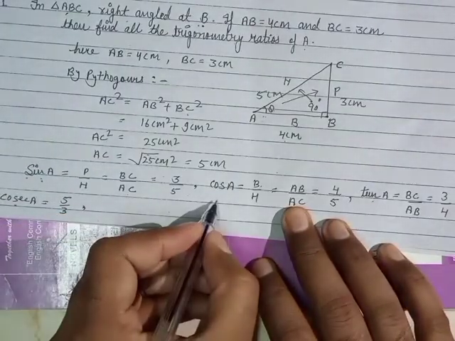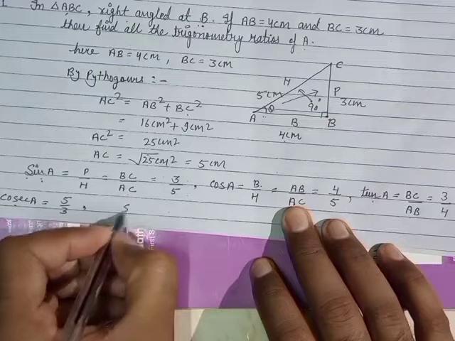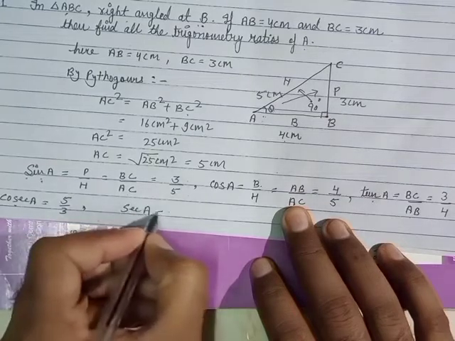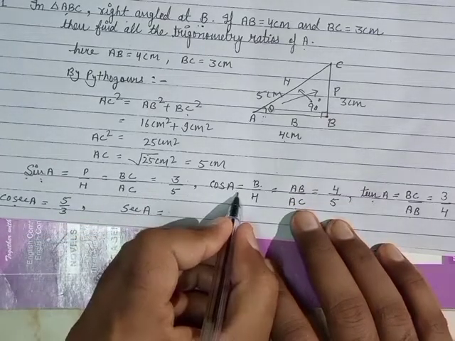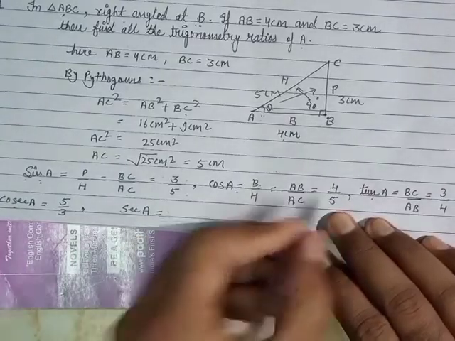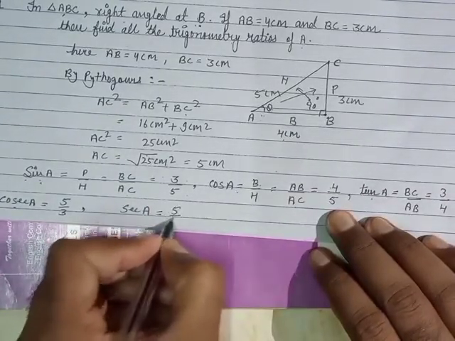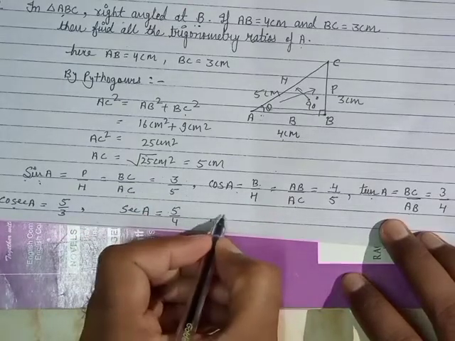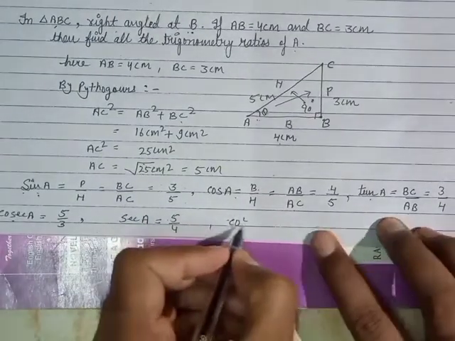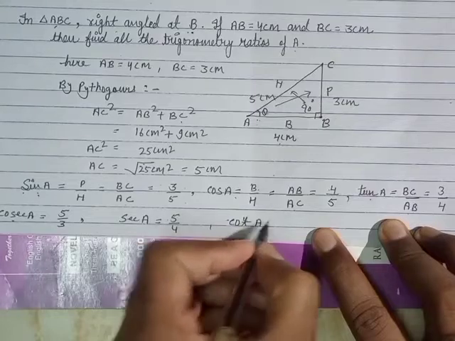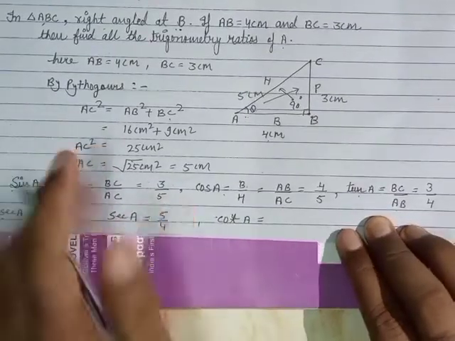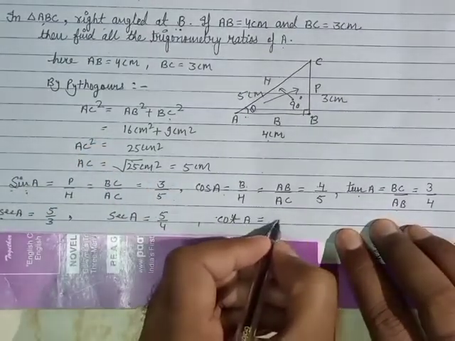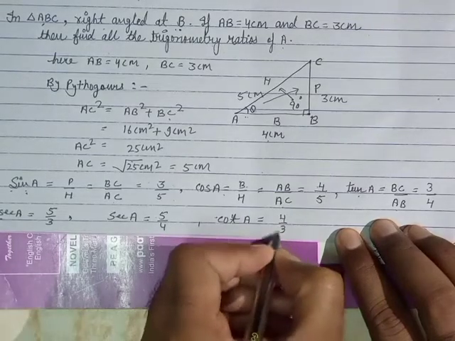Now we will find the sec A. Sec A will be the reciprocal of cos A, and the value of cos A is 4 upon 5. Then reciprocal will be 5 upon 4. And we will find the cot A. As you know that cot will be the reciprocal of tan. That means it will be 4 upon 3.